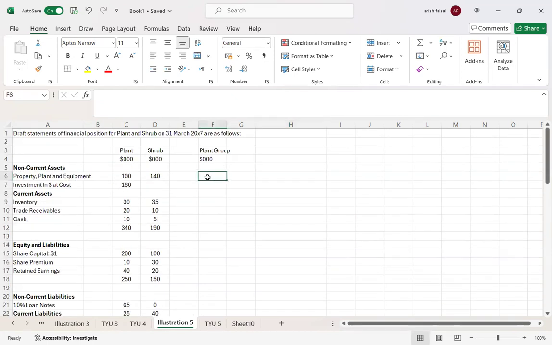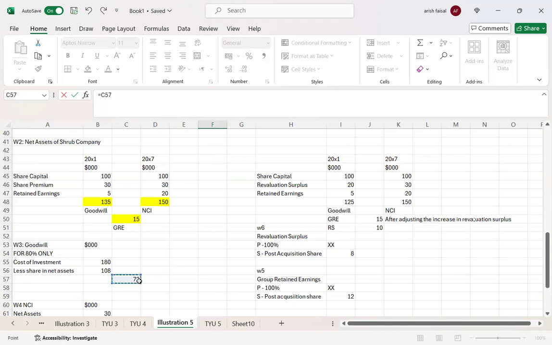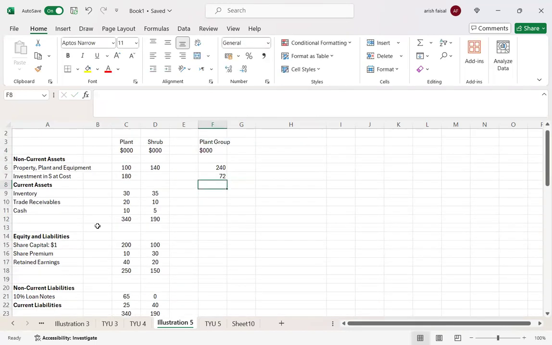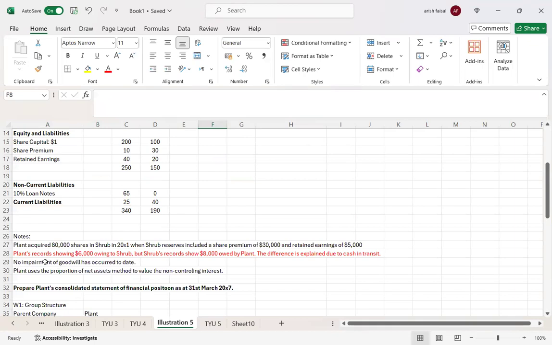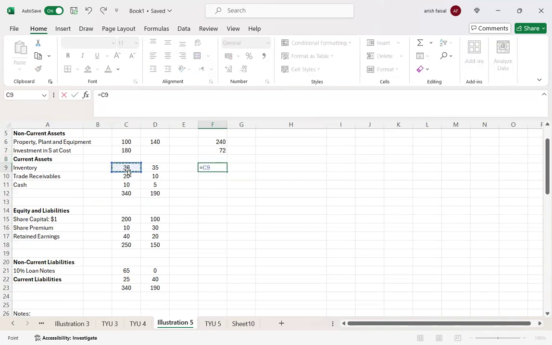So property, plant and equipment, you can just simply total them up to 100 plus 140. The investment which you have done in subsidiary will be replaced by the goodwill, and the goodwill we calculated as per the proportionate method was 72. Now you can see that there's no problem with the inventory, because the difference in receivable and payable is because of the cash, right? So as far as the inventory is concerned, I don't have any problem. I can just simply add them, 30 plus 35, so we'll get 65.